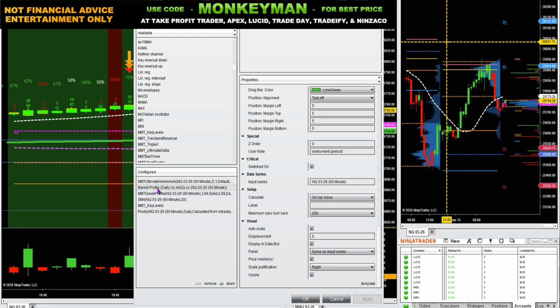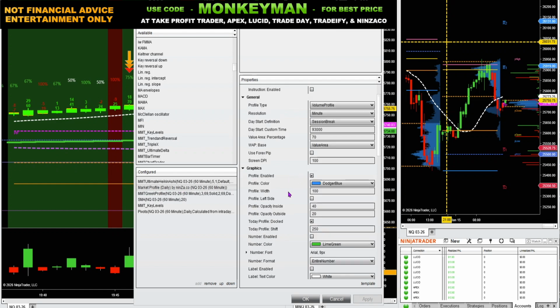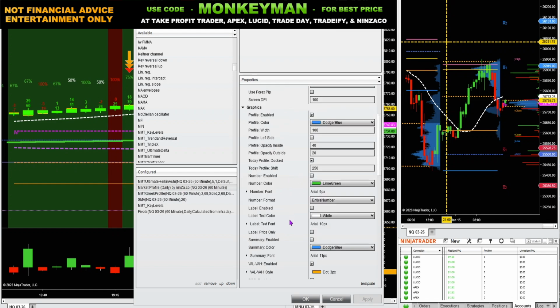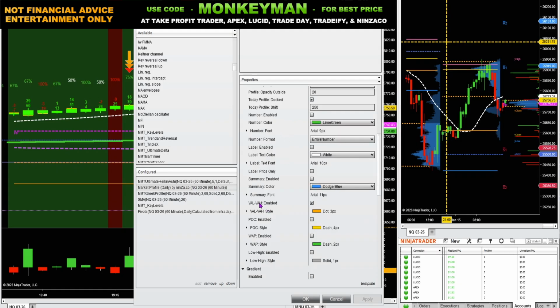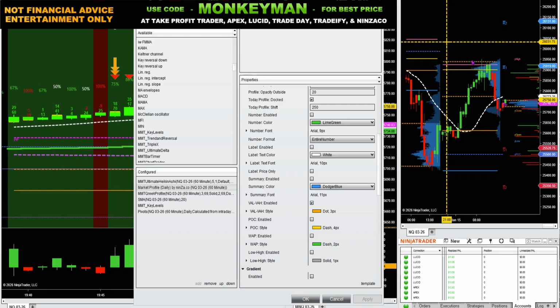I've got the daily market profile from NINZA. I've just got the basic profile enabled. I don't think I changed any of the settings. I just made my own custom width. I've only got value area high and value area low enabled. It's these orange dots. So I can keep track of value area high and value area low from prior sessions, as well as the current session.